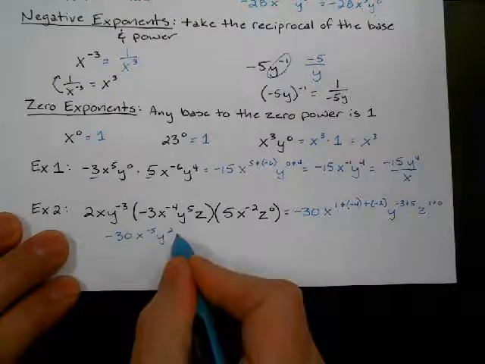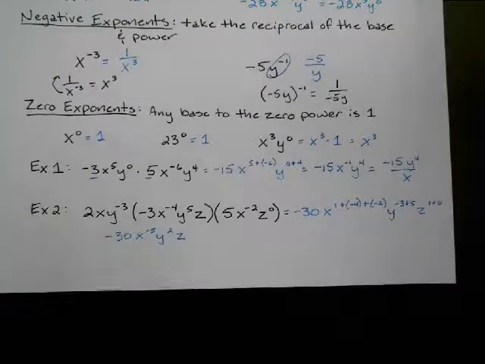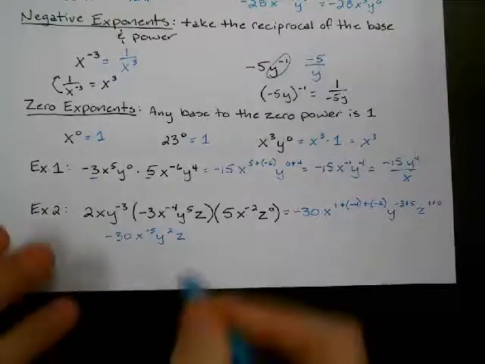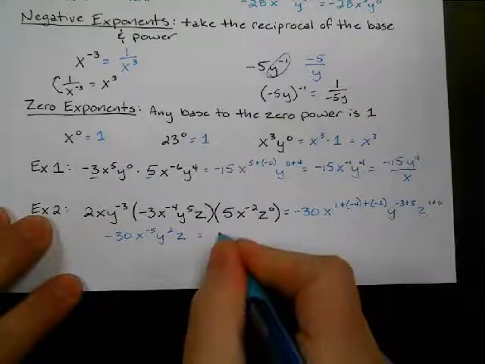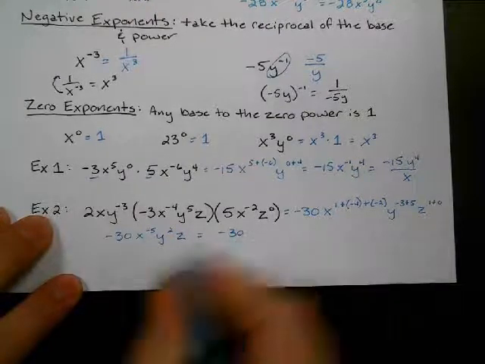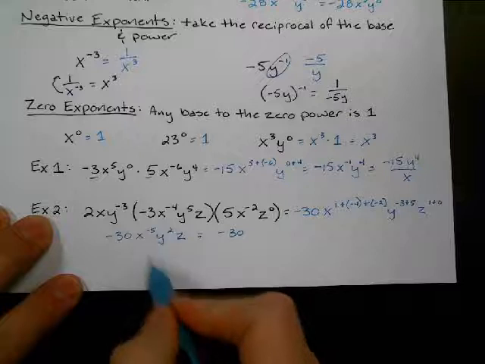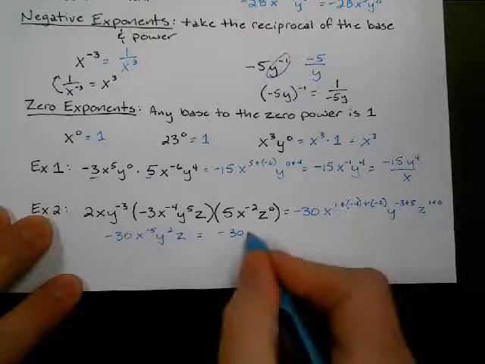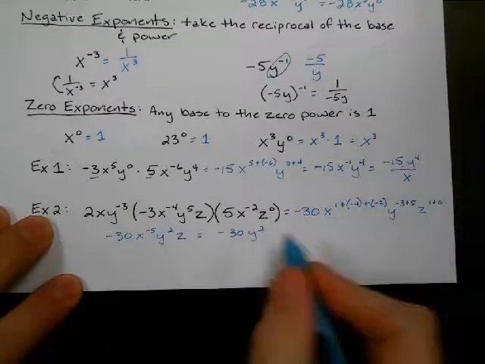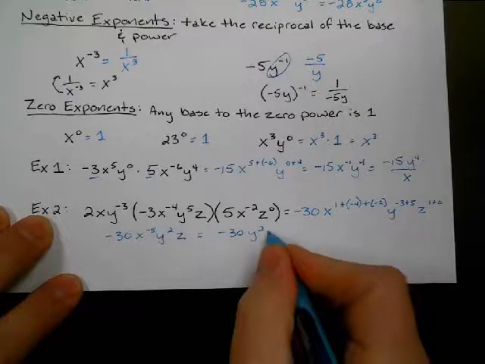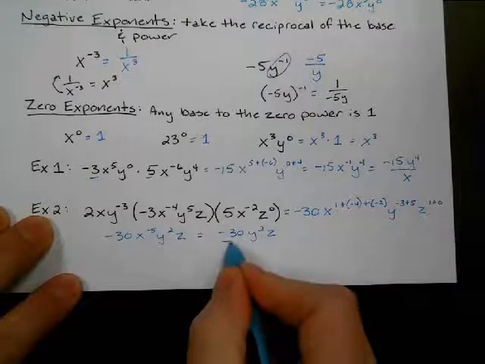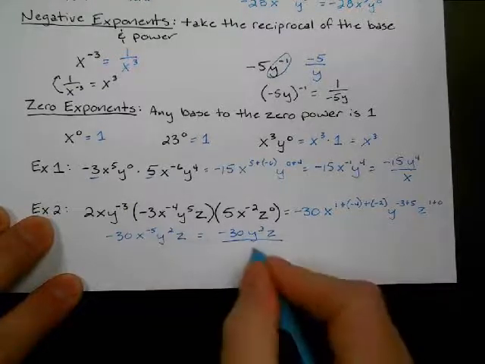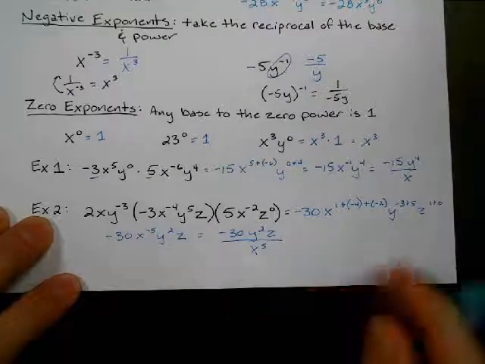Okay, at the end, if I have any negative exponents, those belong in the denominator. So my final answer will be negative 30. X does not stay in the numerator, it's going to move. Y to the second stays in the numerator because it has a positive exponent. This is z to the first, so that's a positive exponent, stays up there. And it's only the x to the fifth that goes to the denominator. All right, almost there.